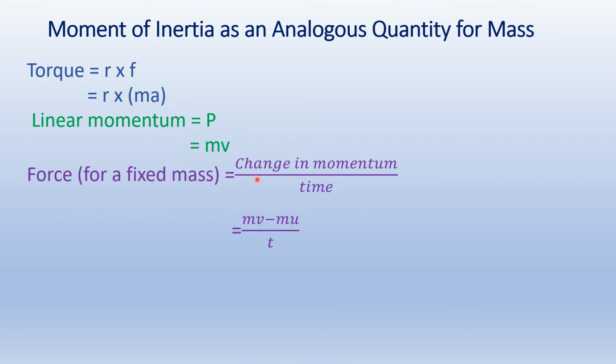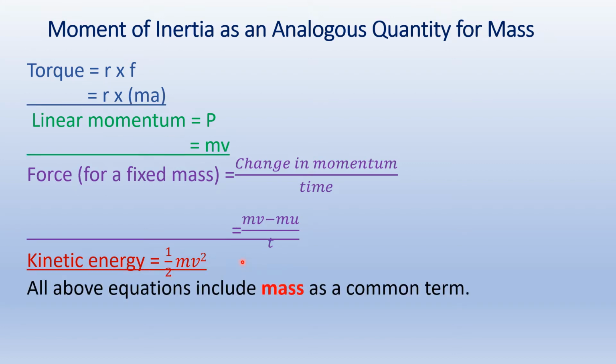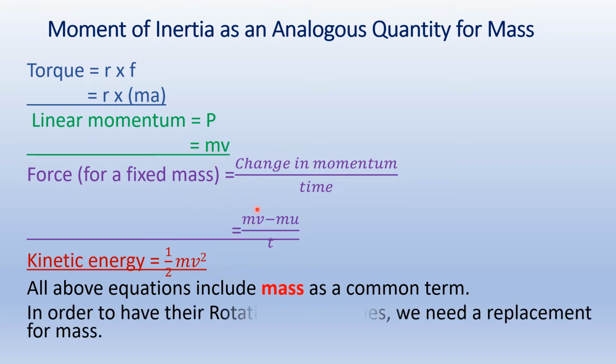The force for a fixed mass can be written in terms of linear momentum as change in momentum upon time. Change in momentum is the final momentum minus the initial momentum, upon time. So the equation can be written as mv minus mu upon t, where v is the final velocity and u is the initial velocity. In the same way, consider one more equation: kinetic energy is equal to half mv squared. So in all the equations, mass is a common term. To have their rotational analogues, we need a replacement for mass.